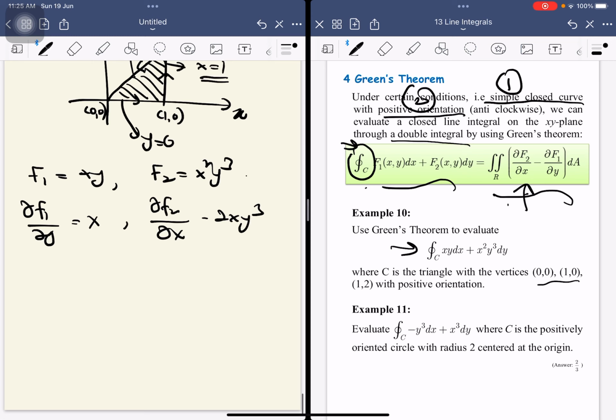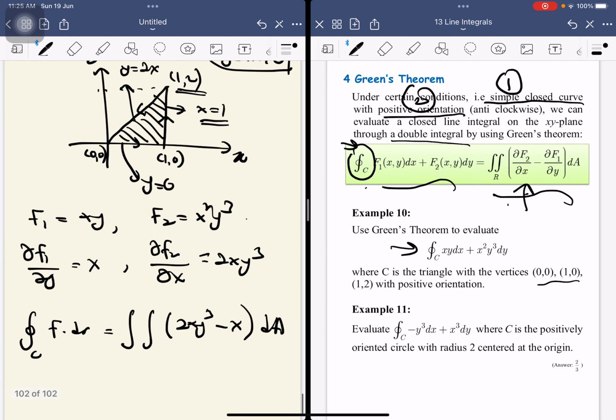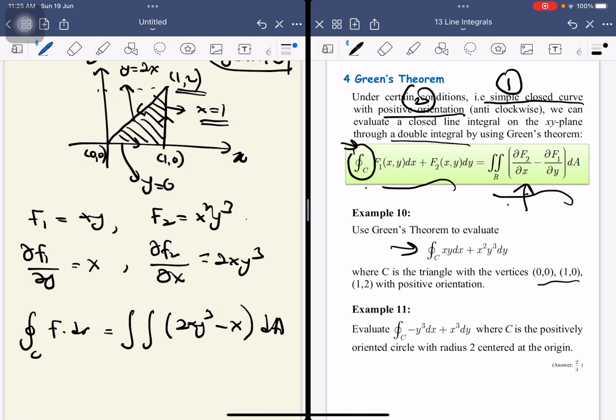Based on the formula, we can write it like this: F dot dr is equal to the double integral of 2xy to the power of 3 minus x, dA. Since we have a triangle, it is supposed to be solved using Cartesian coordinates, so it's going to be easy to solve that way.